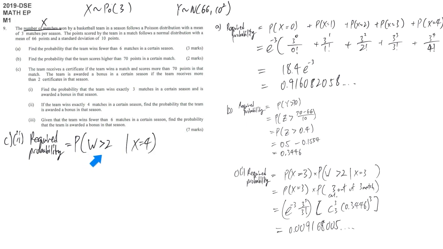It's not easy to analyze if we are considering multiple cases together, so we should separate them. The first case to fulfill the requirement is we get 3 certificates out of 4 matches.